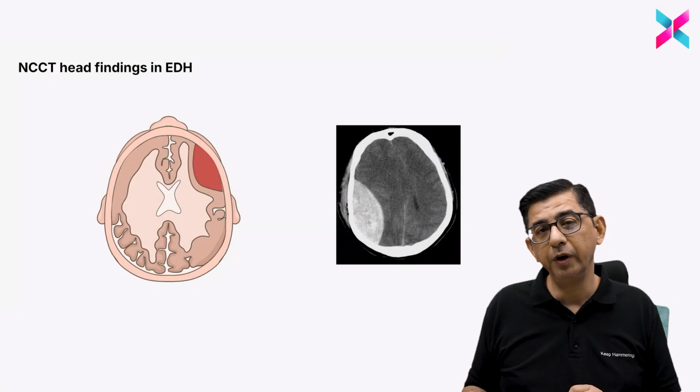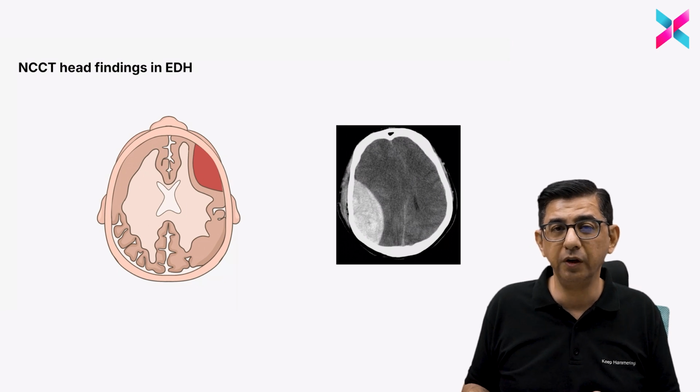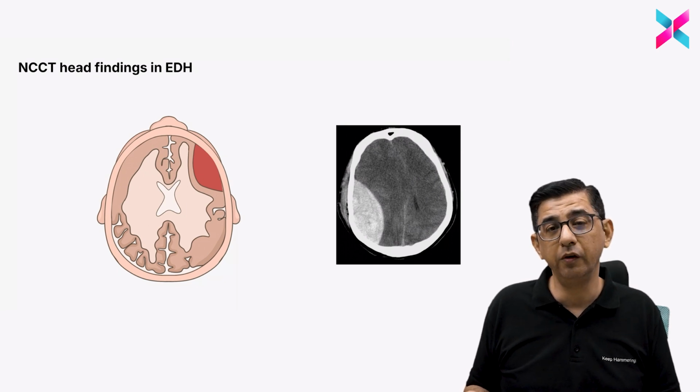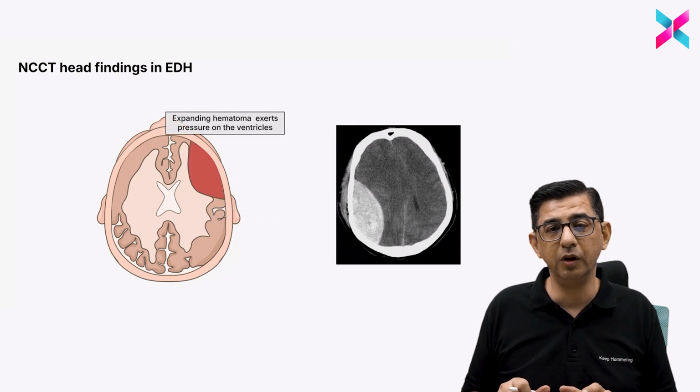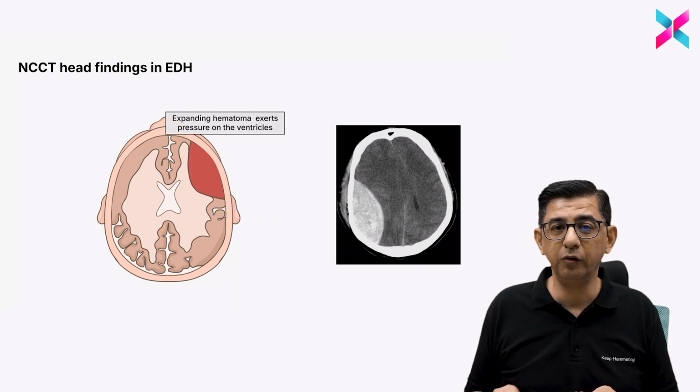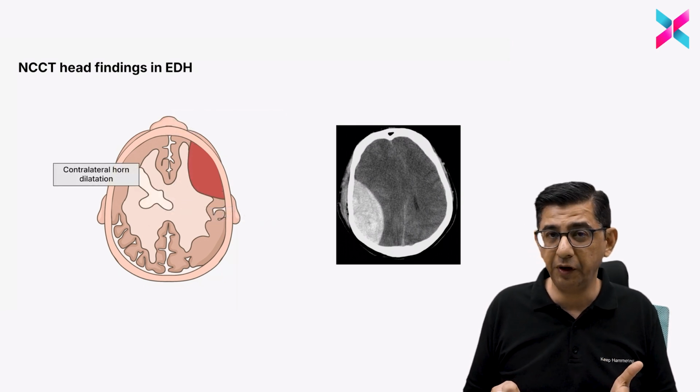On the screen at the moment, you can see a biconvex hyperdensity. The bleed that is shown in red color is on the left hand side, and this is causing a significant pressure on the ventricular system. And therefore, what will happen in this case is the distortion of the ventricular system also.